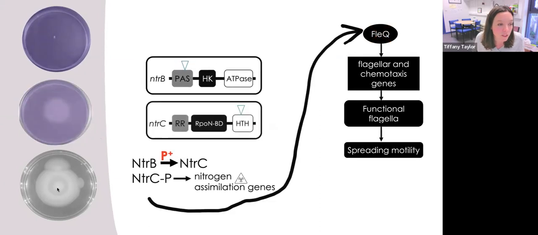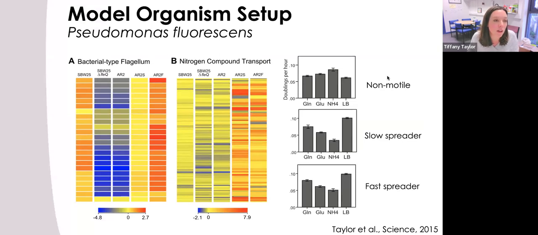And for the second step mutation, the fast spreading mutant, we found a second point mutation within the helix-turn-helix of the response regulator NTR-C. So you still have this hyperphosphorylation of NTR-C, but the result of this second point mutation was a reduction in the expression of the nitrogen assimilation genes, so slight compensation for this toxic effect, and increased expression of the flagella genes. So if you look at the transcriptomics, we can confirm that this was indeed what was going on.